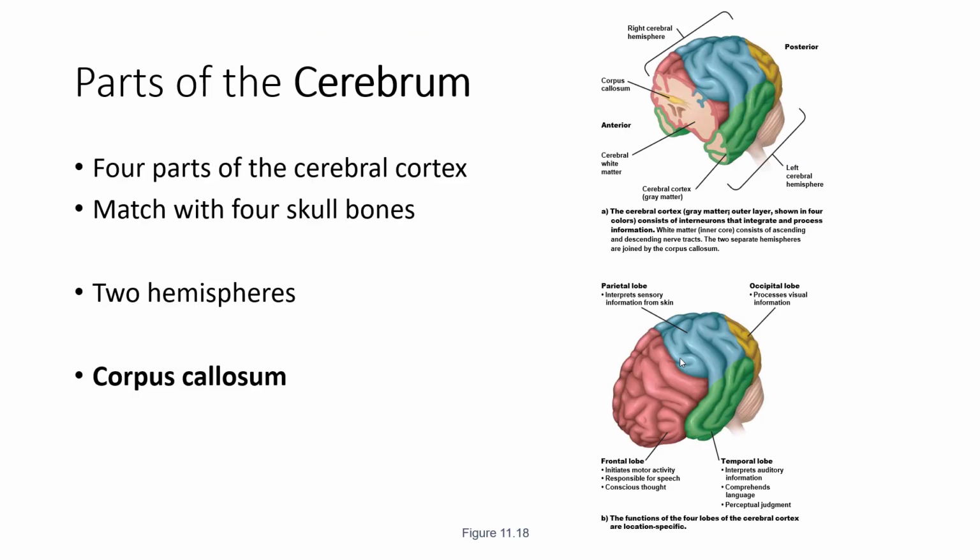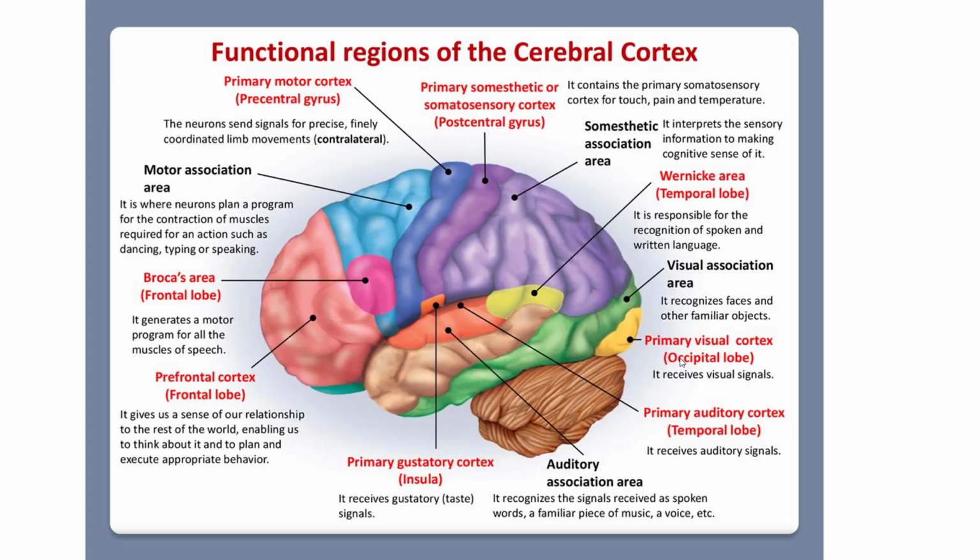Looking back to that parietal lobe, sensory information is from the skin. Looking at the primary somatosensory cortex, it senses from the skin. Then the somesthetic association area interprets that information and makes a cognitive sense of it. What does it mean? Wernicke's area is the recognition of spoken or written language. Visual association area recognizes faces and other familiar objects, and you see that's a rather large area.